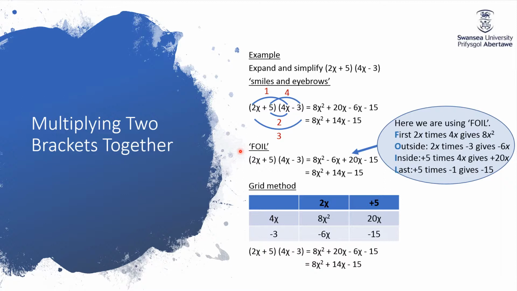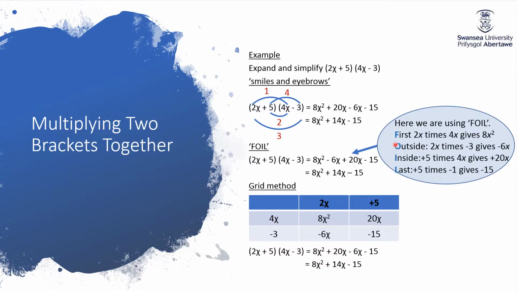Let's look at FOIL. Now FOIL is very, very similar to smiles and eyebrows, but instead of drawing out this sort of eyebrow and nose and smile section, we do it in our head, remembering this acronym, FOIL. So F in FOIL stands for first, so that means do the first number in each of the brackets multiplied by each other. So here 2x the first one and 4x the first one. Then we do the outsides, so that's 2x by the minus 3. Then we do the inside, which is the 5 by the 4x. And then we do the last, so the last one in each bracket, 5 by the minus 3.